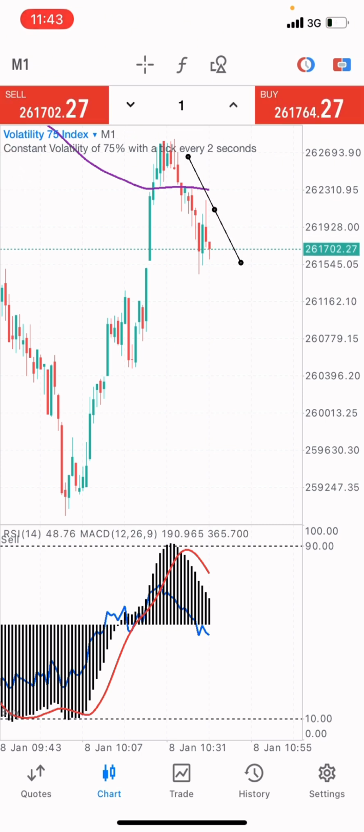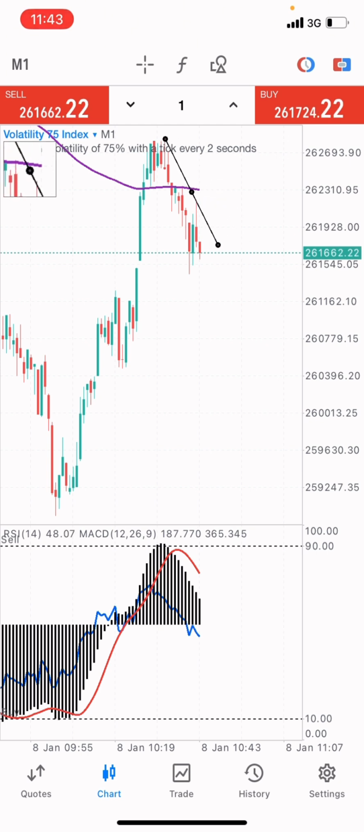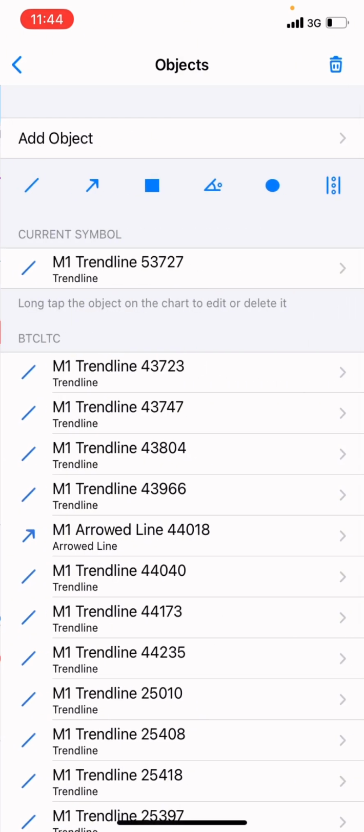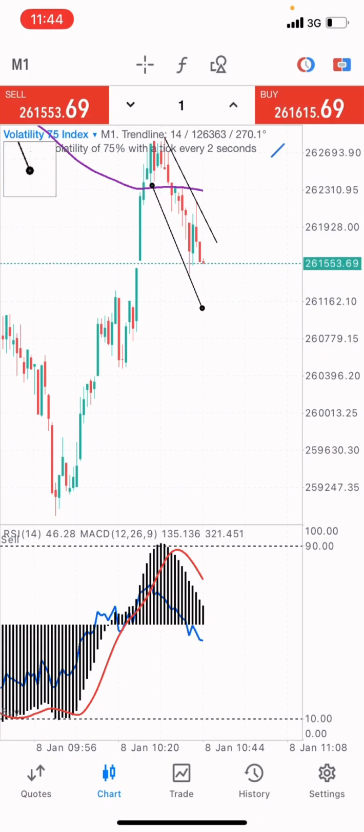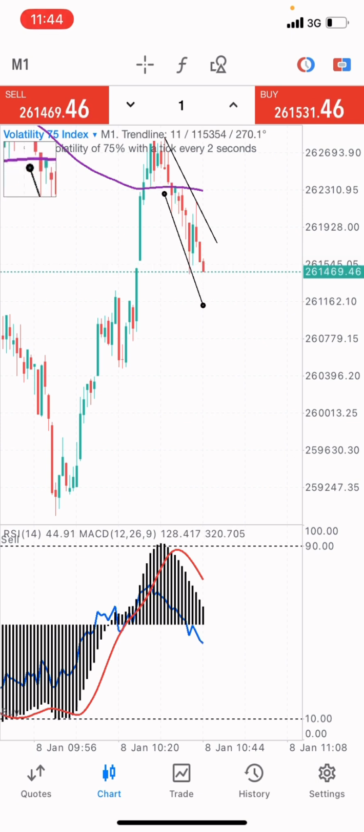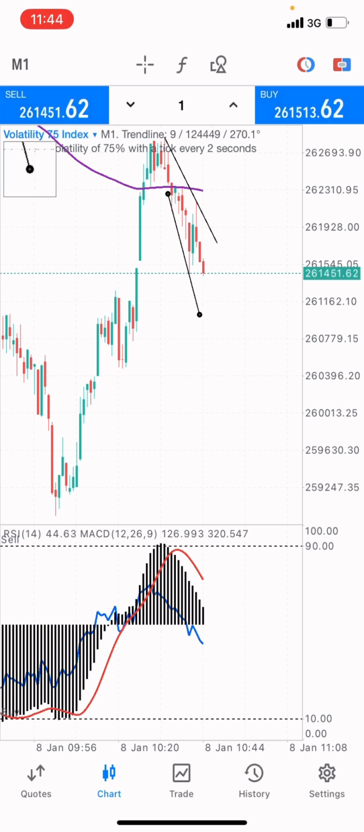Remember, when you want to draw your trend lines, always draw your trend lines from the tip of the trend. Now take a look at this point. This is where you want to draw your trend lines. Then you draw another trend line from the down. Make sure it touches this point.